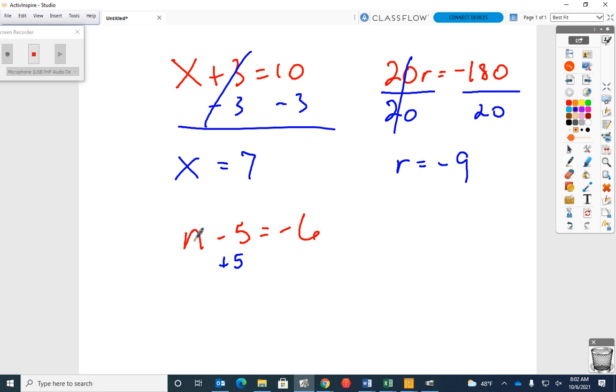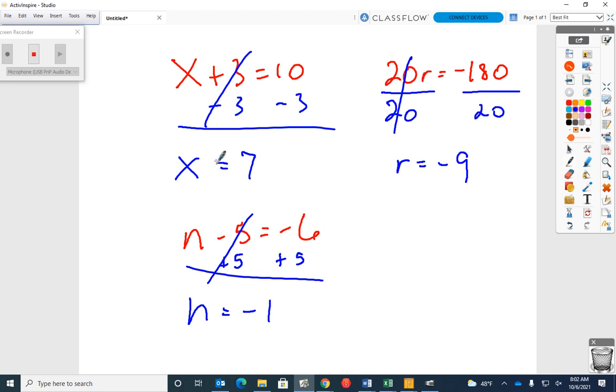So if I add 5 to this side, what must I also do? Add 5 over here. Okay, what happens to these? Come on, what happens to these? They cancel. And n, if you owe 6 and you have 5, what happens? You owe 1, don't you? So that's a negative 1. Does that make sense?